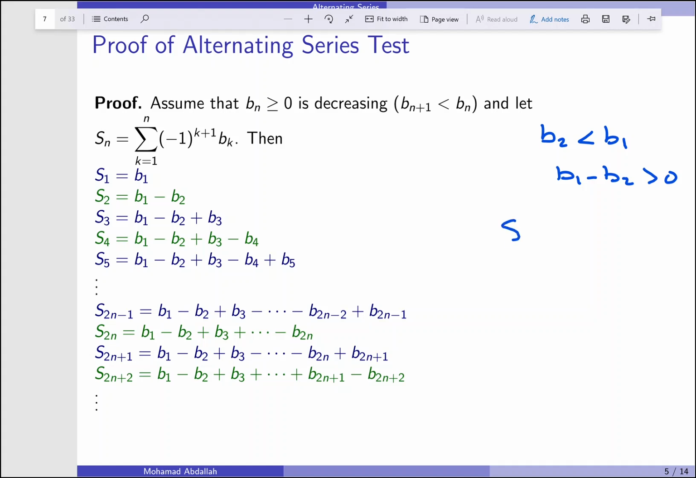I want to consider the sequence S2n, the ones with the even indices, and I want to consider the sequence S2n+1. I want to consider these two sequences, and I want to show that both of them are convergent, and this means that the whole sum is convergent.